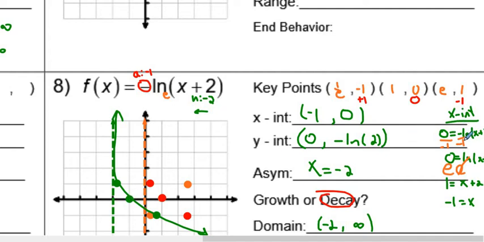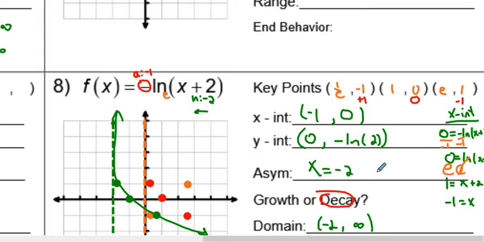Well, if I set it equal to 0 and I divide by -1, I get 0. If I base e it, the ln cancels. E to the 0 is 1. And if I subtract 2, I get -1, confirming the graph has the right x-intercept. The y-intercept is weird because it's an ln. If I put a 0 there, I get -ln of 2.